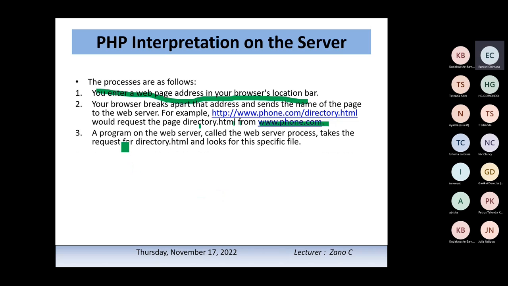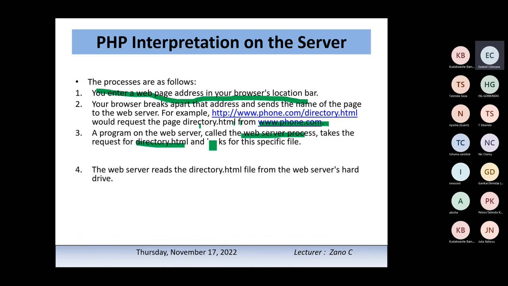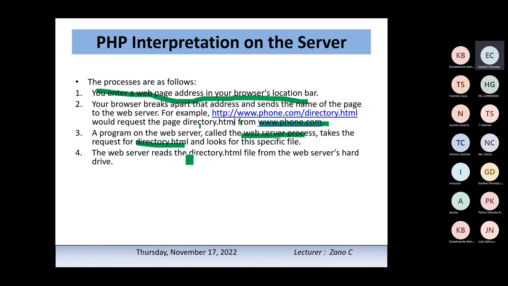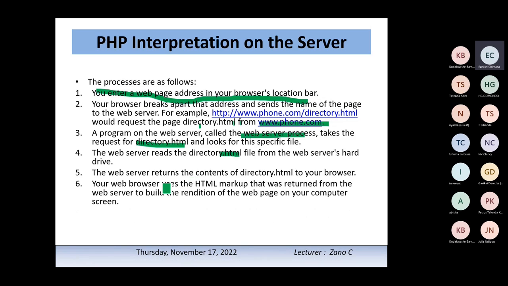A program on the web server called the web server process takes the request for directory.html and looks for this specific file. The web server reads the directory.html file from the web server's hard drive, and then the web server returns the contents of directory.html to your browser. Your web browser uses the HTML markup that was retrieved from the web server to build the rendition of the web page on your computer screen.